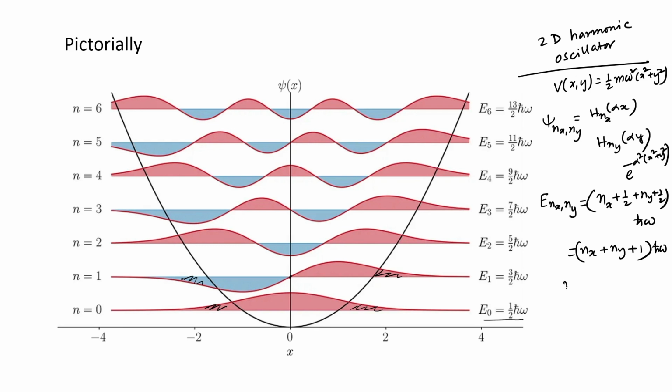Suppose nx plus ny is equal to, say, 5. So, we are not just talking about this 5/2 ħω that you see; now it will not be 5/2, but it will be 6 ħω, because it is 5 plus 1. Now, how can you make 5? You can make 5 by 0 5, you can make 1 4, you can make 2 3, you can make 3 2, you can make it 4 1, you can make it 5 0. All these choices of nx and ny will give you the same result as 5.